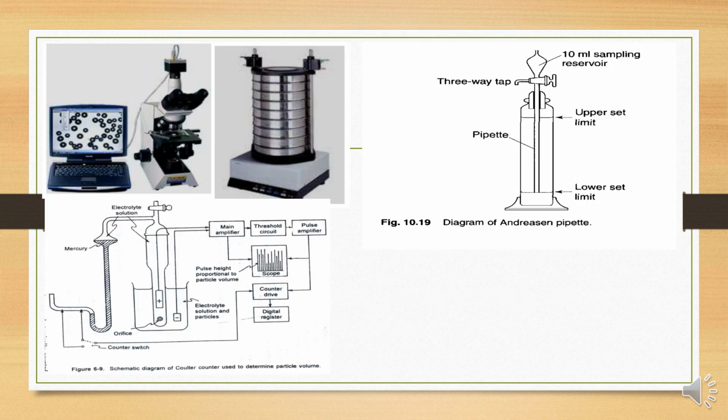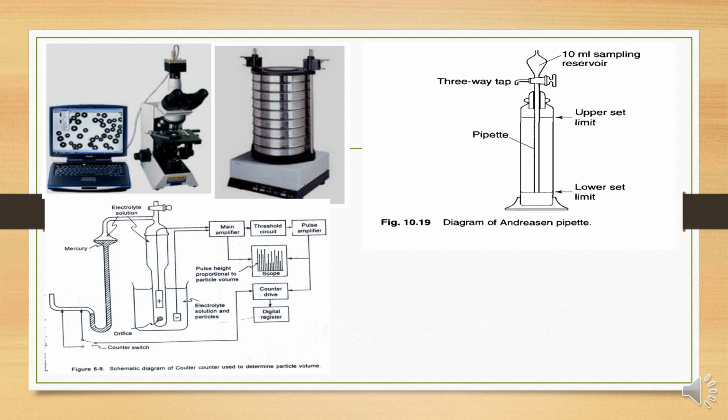So four methods are available to determine the particle size. First one is optical microscopy, second is the sieving method, third is the sedimentation method, and fourth is the conductivity method. The first diagram shows optical microscopy. Whatever the method, the first point you have to specify is the size range in which we use each method.